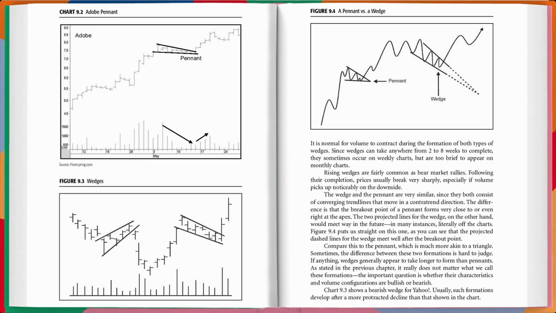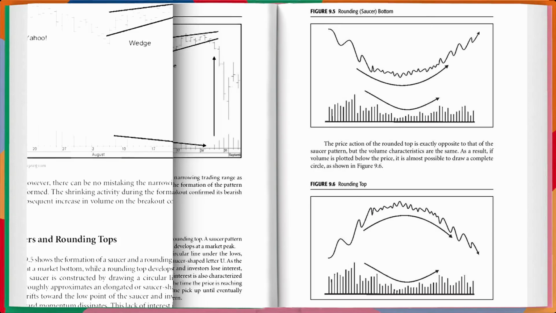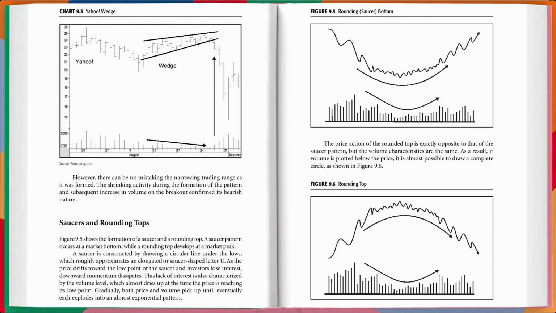Chart 9.3 shows a bearish wedge for Yahoo. Usually, such formations develop after a more protracted decline than that shown in the chart. However, there can be no mistaking the narrowing trading range as it was formed. The shrinking activity during the formation of the pattern and subsequent increase in volume on the breakout confirmed its bearish nature. Saucers and rounding tops.